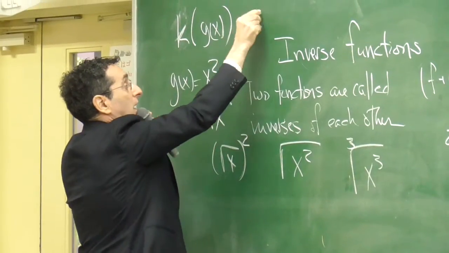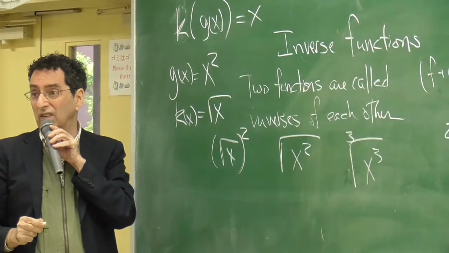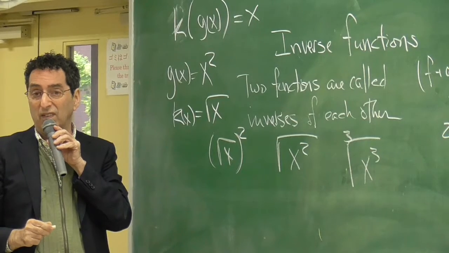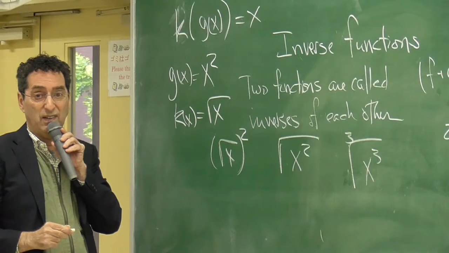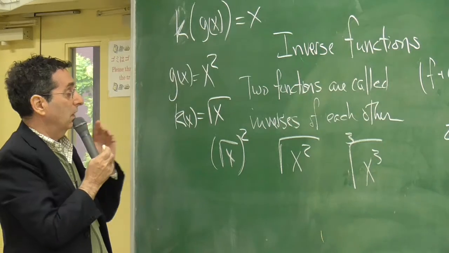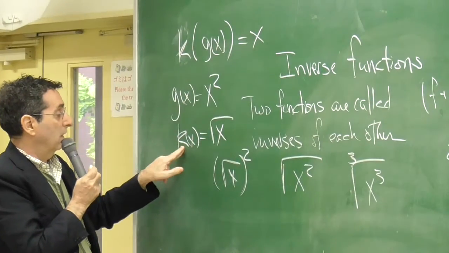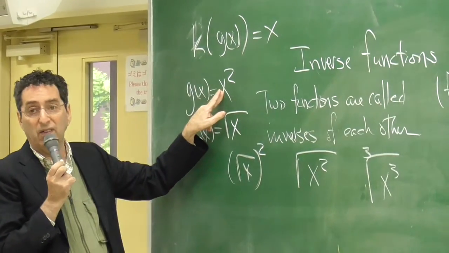You just get x. Right? Okay, is that clear? Because that means, in this case, taking the square root of x squared.